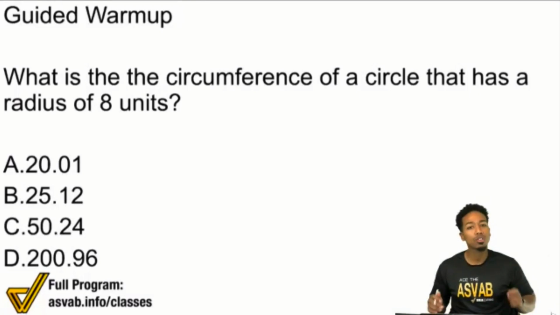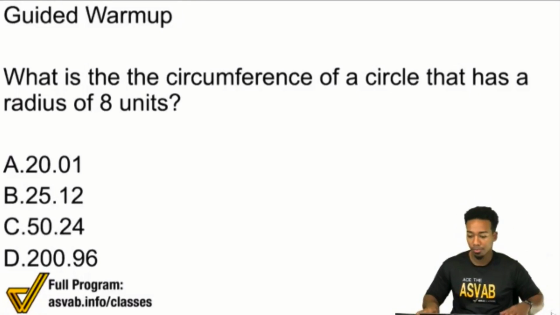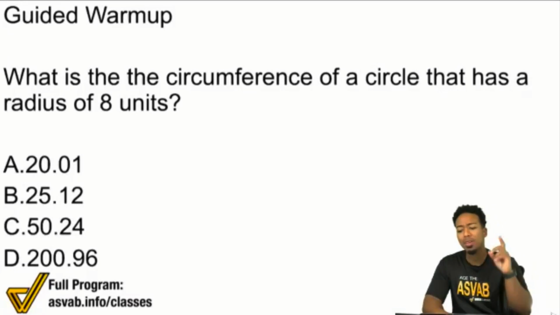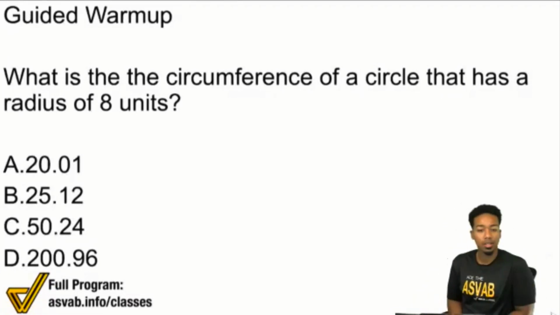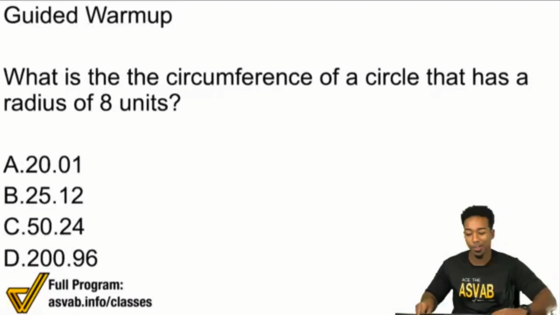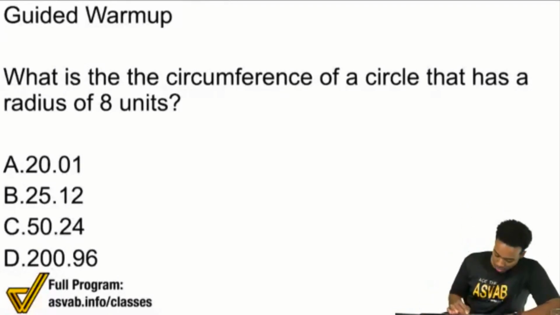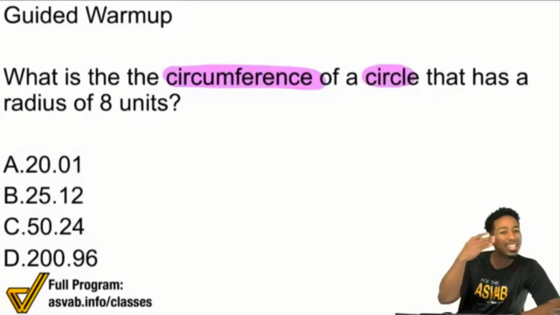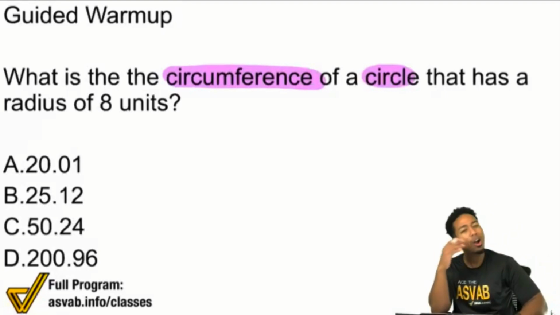Everybody, is this question asking us to find the radius? Yes or no? So one yes and a lot of no's. No, we are not being asked to find the radius. Everybody, what are we being asked to find? We're being asked to find the circumference or the perimeter, right? So we can say that right here. What is the circumference of a circle? Right there.